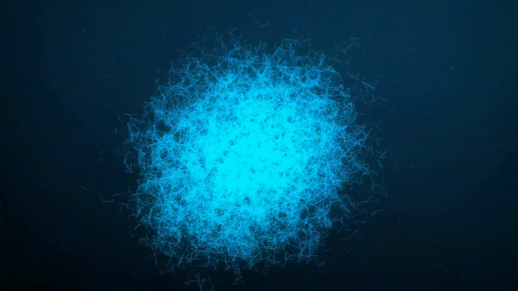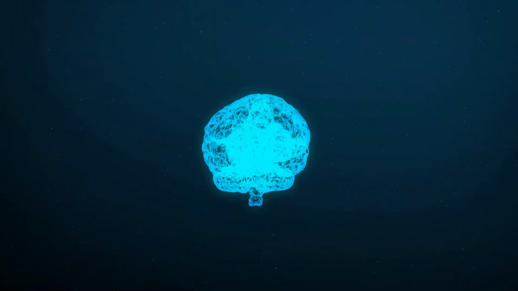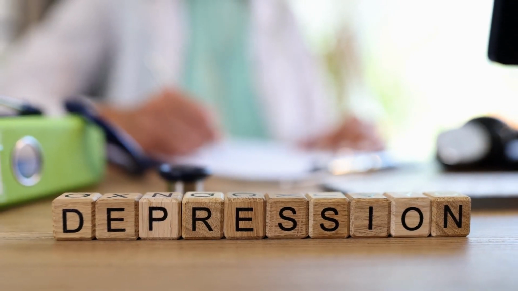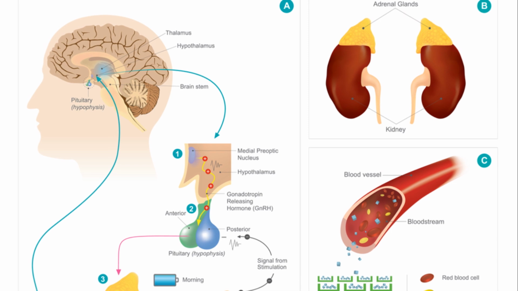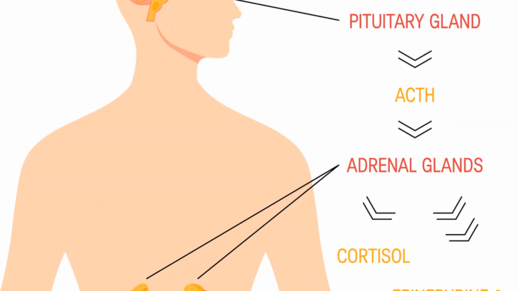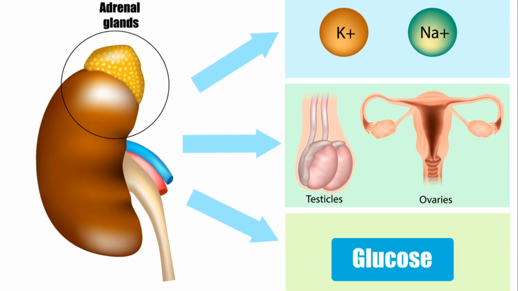Depression is associated with reduced neurogenesis, or the growth of new neurons, and synaptic plasticity, especially in the hippocampus. Chronic stress can shrink this region, affecting learning and emotional regulation. The hypothalamic-pituitary-adrenal, or HPA axis, is often overactivated, leading to excessive cortisol levels, which can damage neurons and inhibit neuroplasticity.